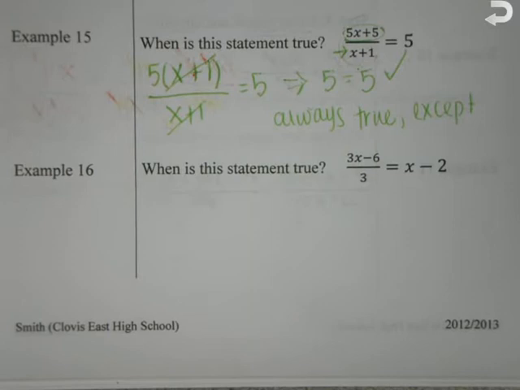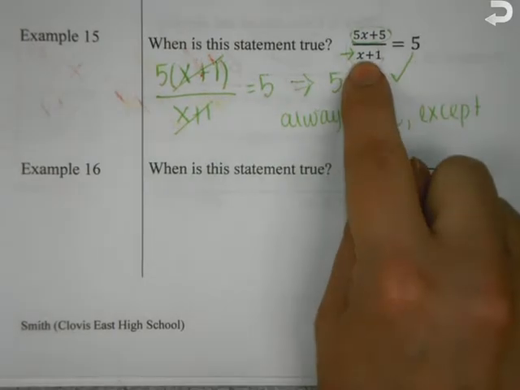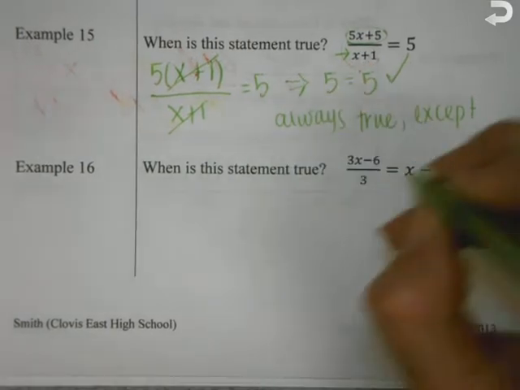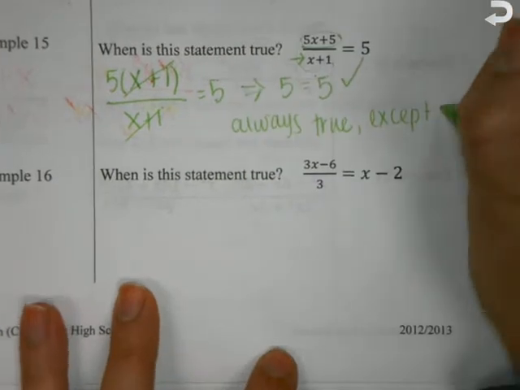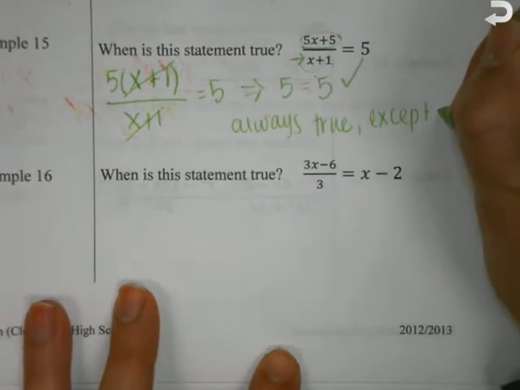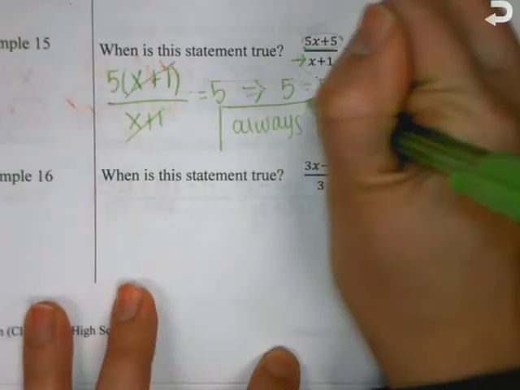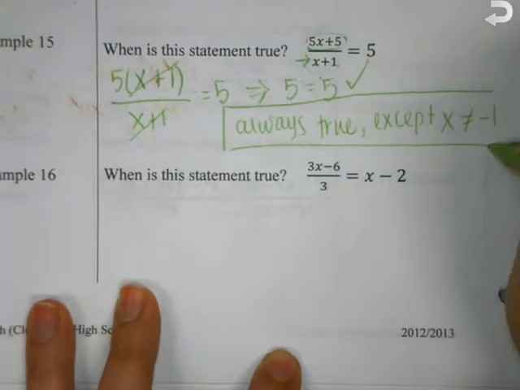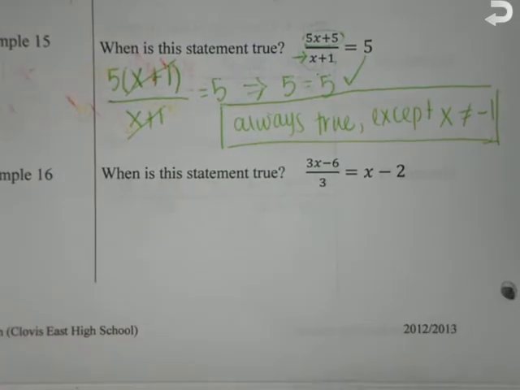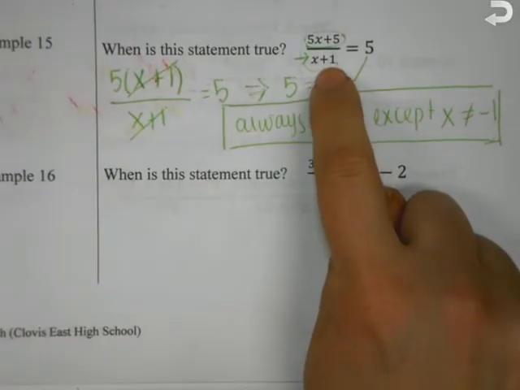So anytime you are dealing with a fraction, you have to make sure that the denominator will never come out to 0. So we could plug in anything we wanted for x. We will still get an answer of 5. However, we can't plug in -1 because then my denominator becomes 0. Okay? So then what about 16? When is this statement true?